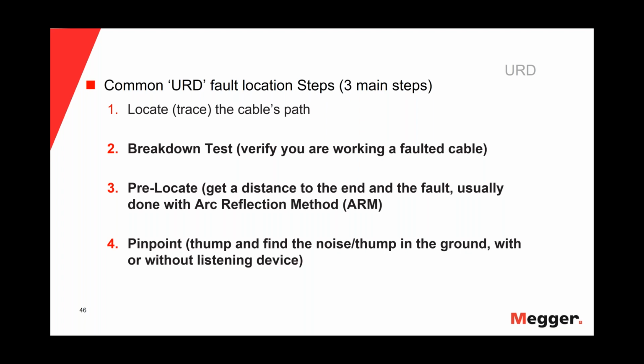The second step in the core fault locating process is to pre-locate. And this is where we're going to use the TDR to get a distance. And generally we're focusing on two distances: a distance to the end of the cable. This verifies that the radar signal gets clear to the far end. And then of course the fault distance. And again, this is usually done with the arc reflection method.